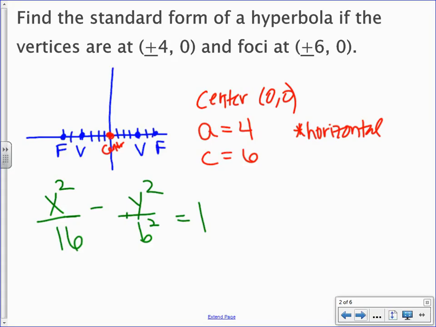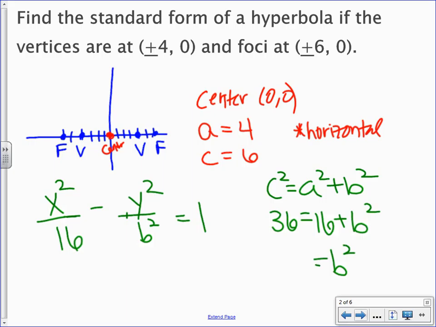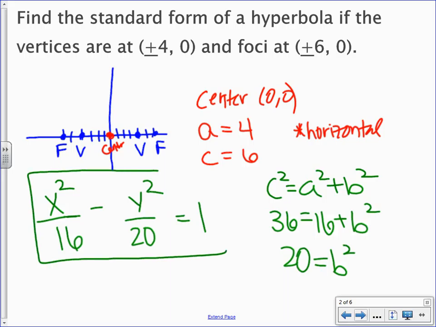All right, Grant, how can we find b? C squared equals A squared plus B squared. Okay, so we know c is 6 and a is 4. So what does that make b squared? Do we really have to go all the way and solve for b? Yeah. We're looking for b squared to plug in. If you solve for b, not a problem. But I'm just going to go ahead and save myself some work and just plug in b squared. That is the equation of that hyperbola.